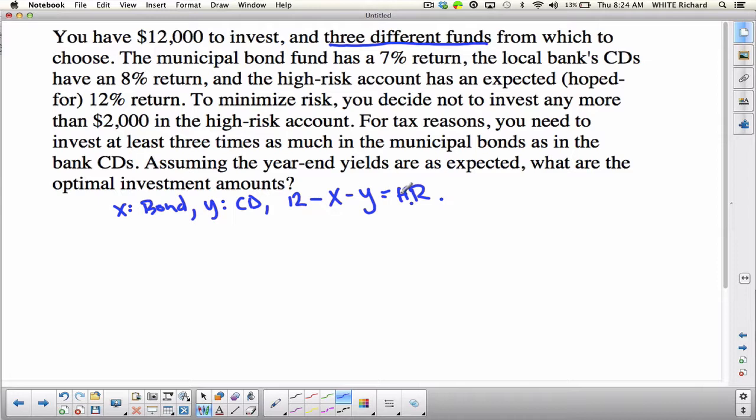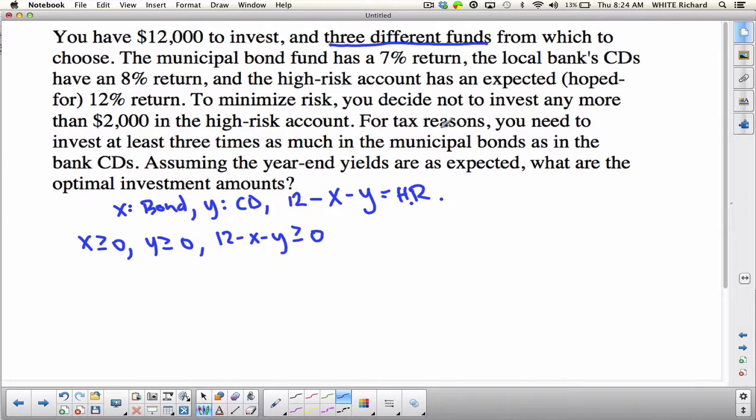So let's jump into these constraints now. We've got to buy some of the bonds, so that has to be greater than or equal to 0. We've got to buy some of the CDs, greater than or equal to 0. And we have to buy some of the high risk. So that's 12 minus x minus y, greater than or equal to 0. Okay, and now there's another one.